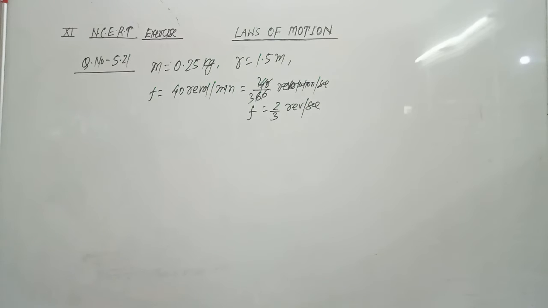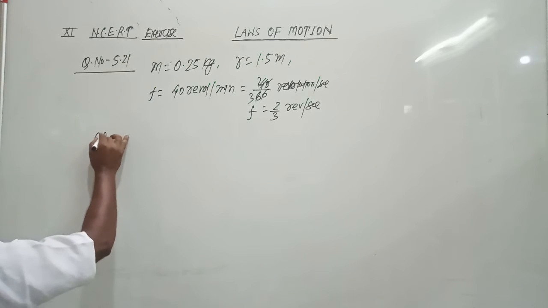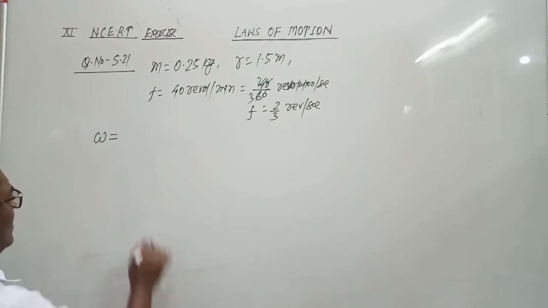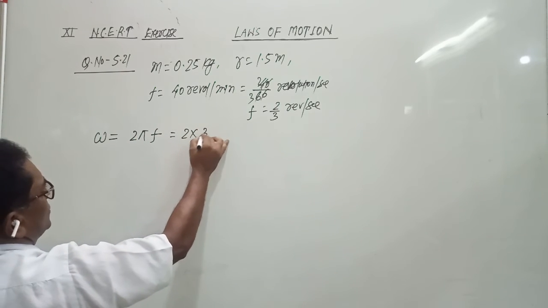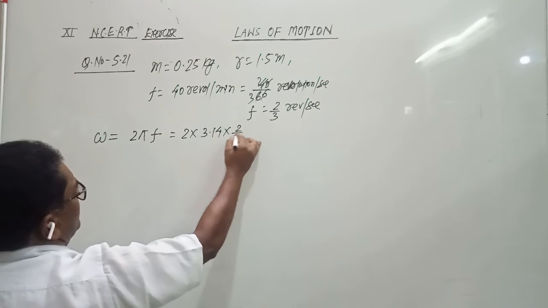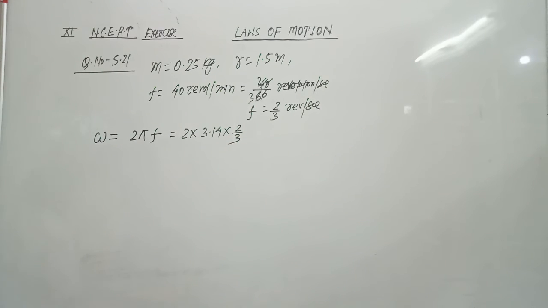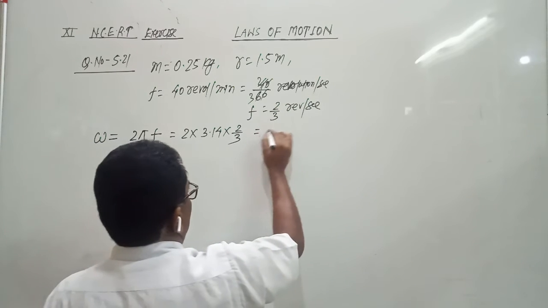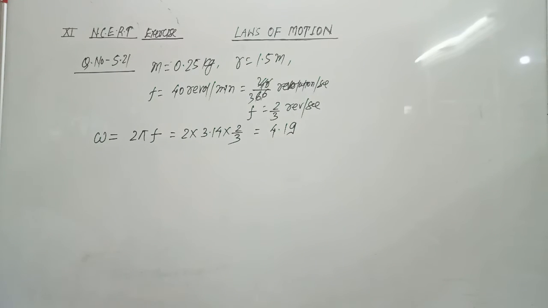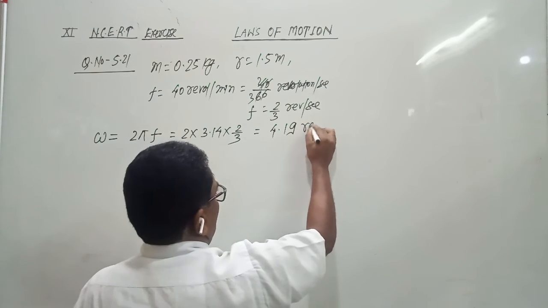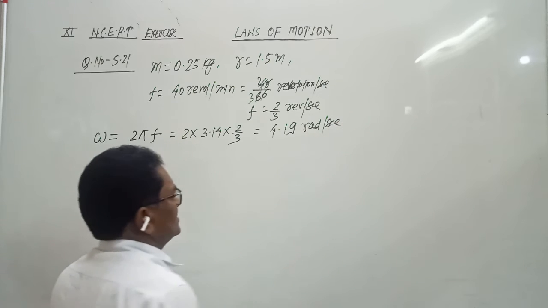For finding the tension, we will have to calculate the angular frequency. Omega equals 2 pi f, 2 into 3.14 into the value of f. f is the frequency, which is 2 by 3. After solving, we get the value of omega as 4.19 radian per second.